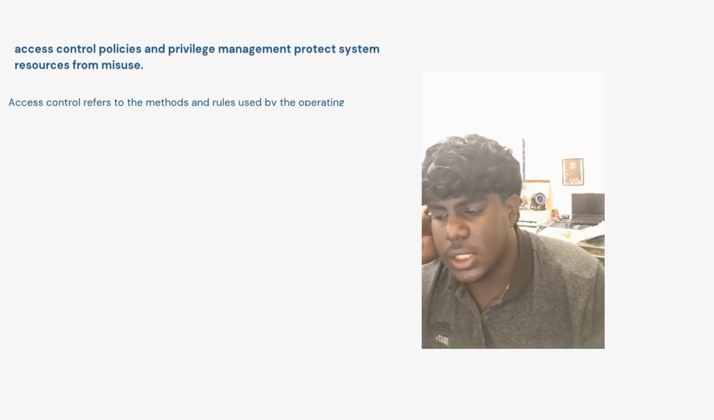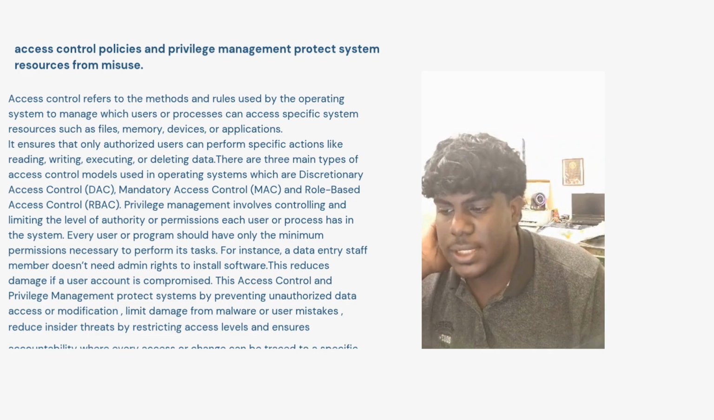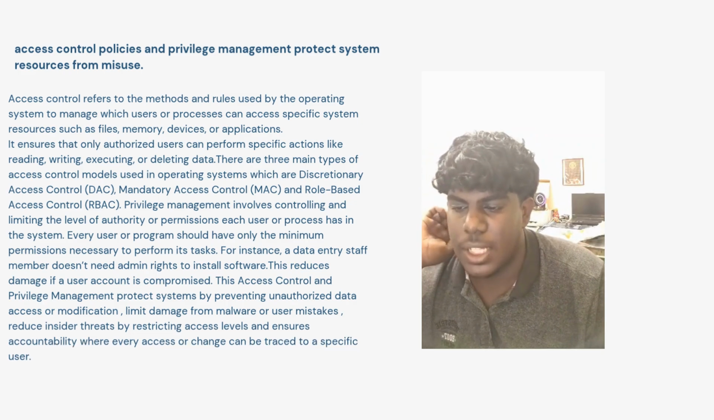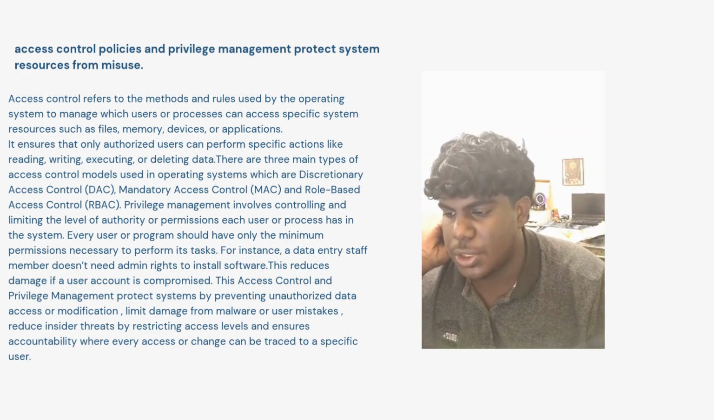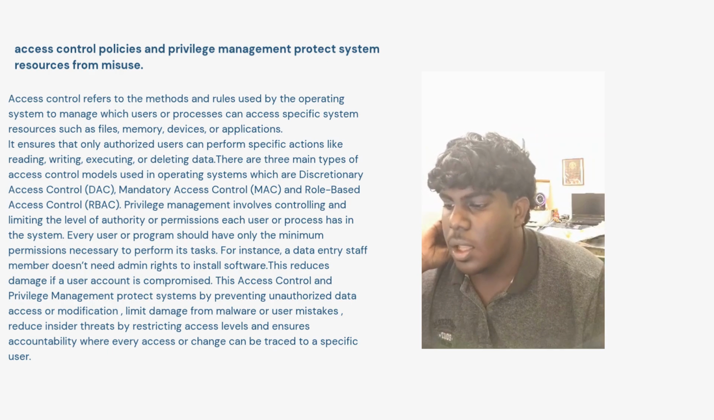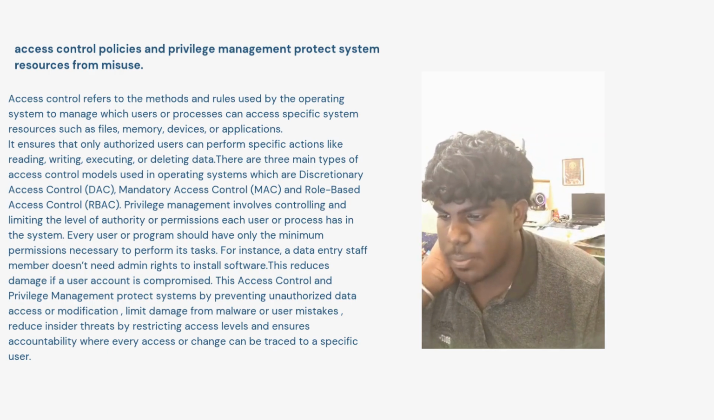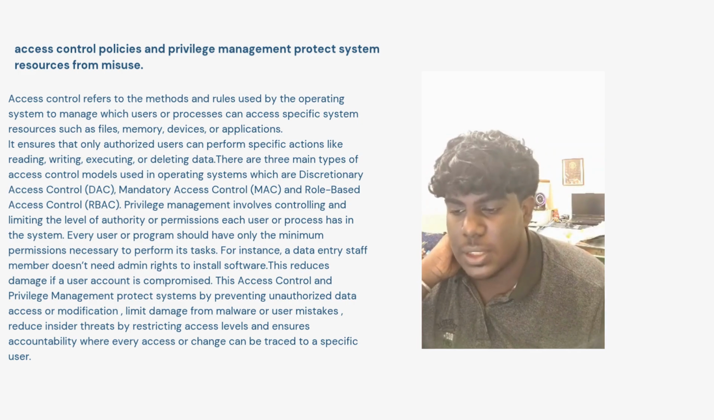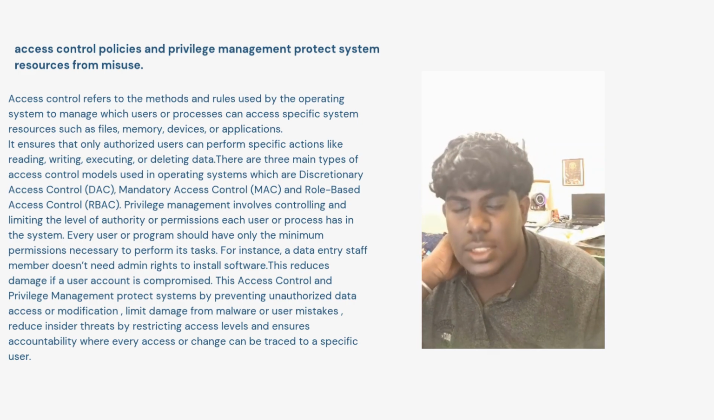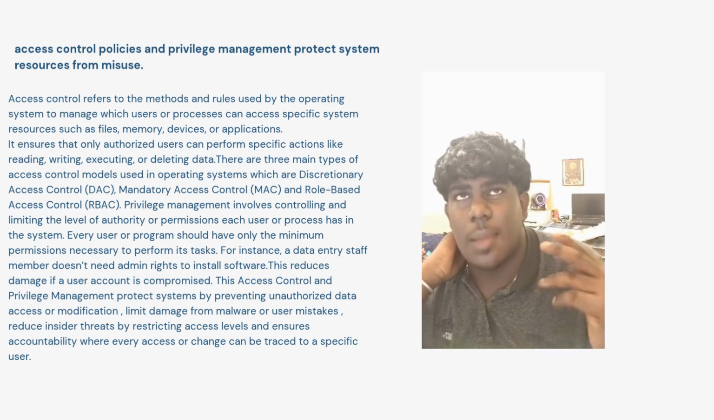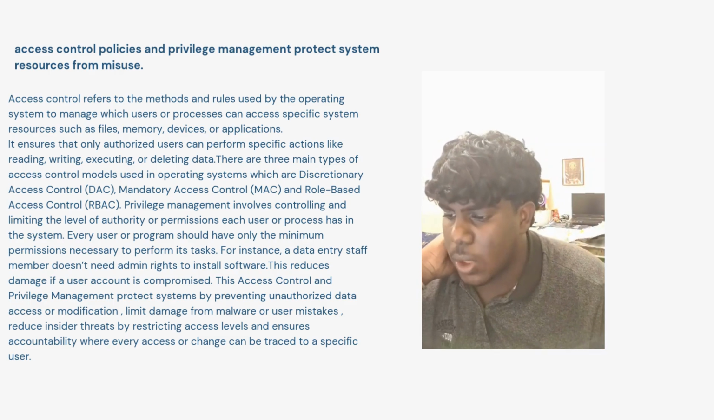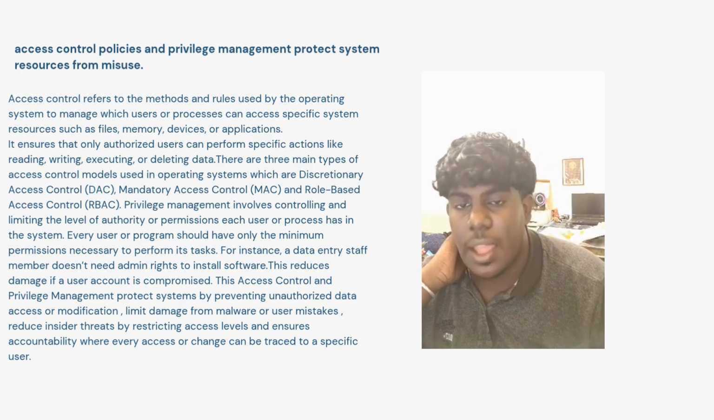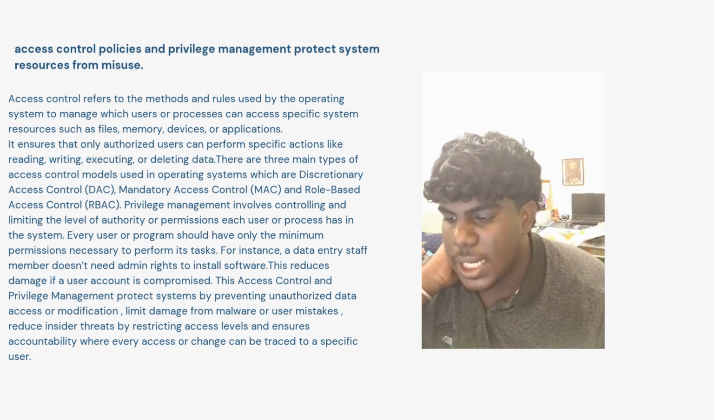Okay, next, I want to talk about how access control policies and privilege management protect system resources from misuse. Access control refers to the methods and rules used by the operating system to manage which users or processes can access specific system resources such as files, memory, devices, or applications. It ensures that only authorized users can perform specific actions like reading, writing, executing, or deleting data.